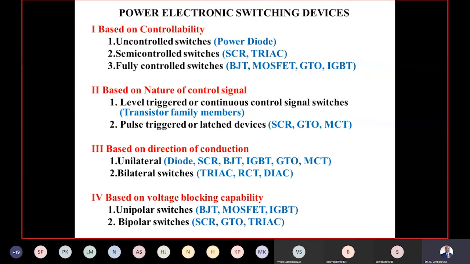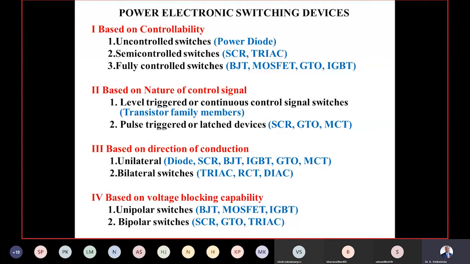Then one should know about the solid state switches. Very importantly, what are the various categories of solid state switches? The very first one is based on controllability. The first one is uncontrolled switches, the power diode. Why is it called uncontrolled? I don't have any control terminal here. Anode and cathode will be there.